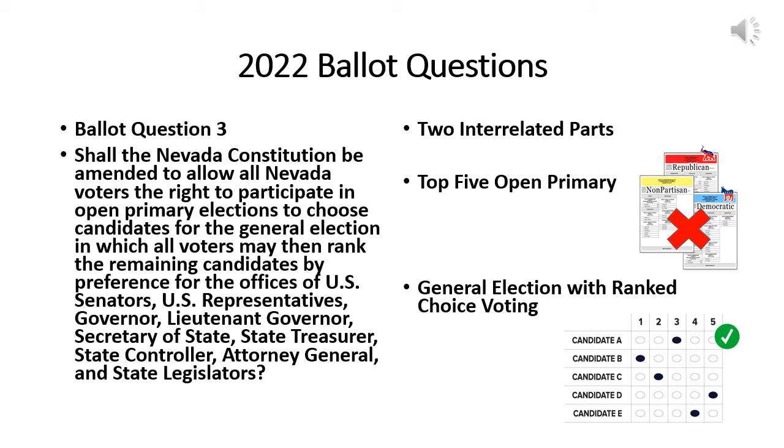First, and they're interrelated, it's saying in the primary process, have all the races that are at the top of the ticket that are listed here be open, the same way as we already have open primaries for the judicial branch of government and for our local elections.